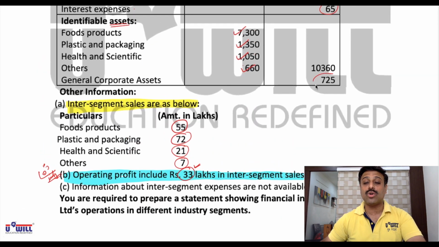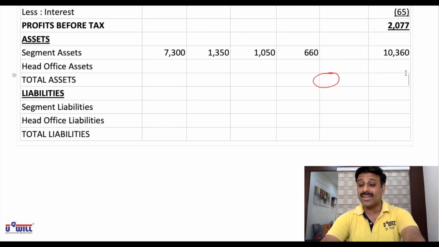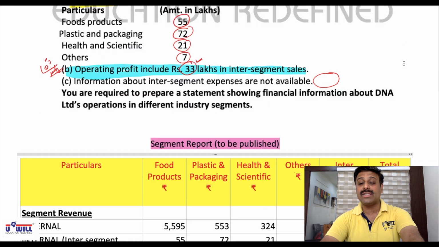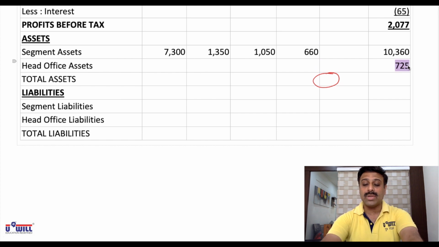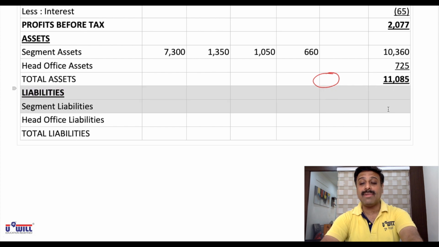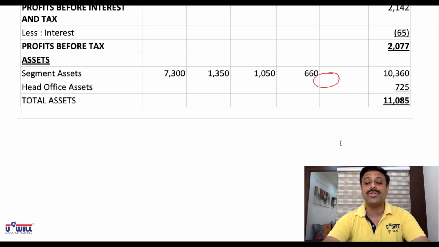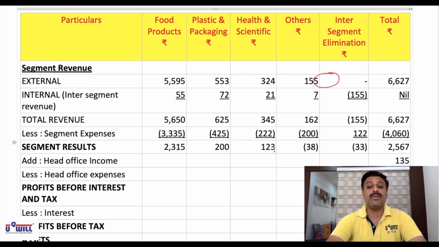And head office assets, corporate assets over here you are given. Head office assets means corporate assets 725. Okay, 10360 even total was directly given. So in corporate assets, head office assets will write 725. Total assets will come to 10360 plus 725, 11085. No information about liabilities is given, so liabilities part will not come in our solution. Okay. So this is how we have to make the segment report.